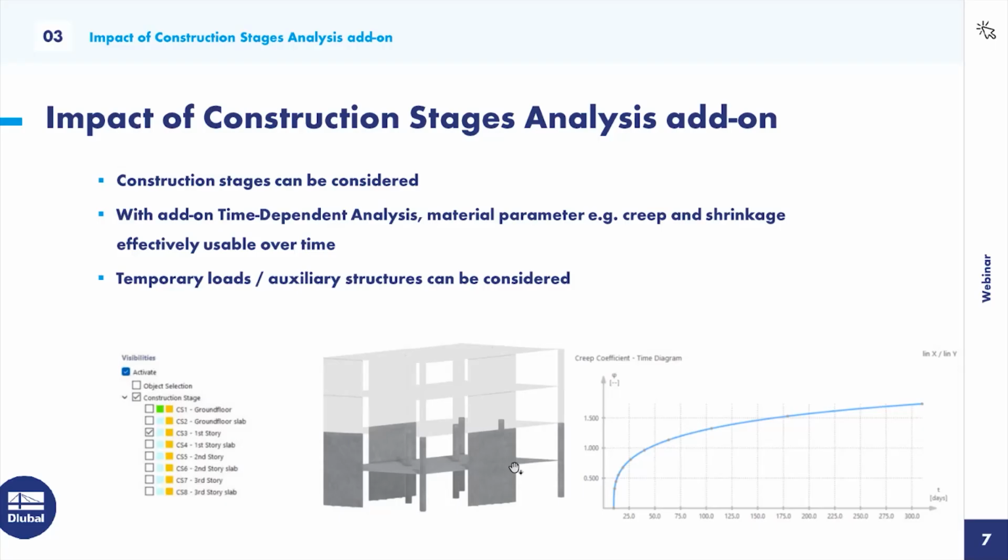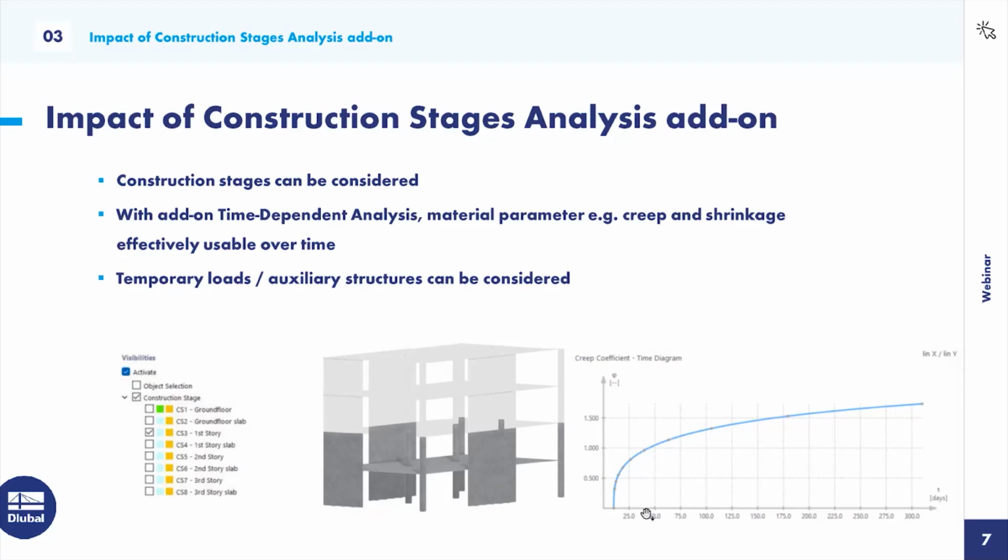Then, let's say after 30 days, we make our slab of the ground floor. 30 days later, the first story, and again. So in connection with the time-dependent analysis, you have the option to also consider time, and that's very great because I'm on the concrete team. That's important. What I think about first is the material parameters, for example, for creep and shrinkage.